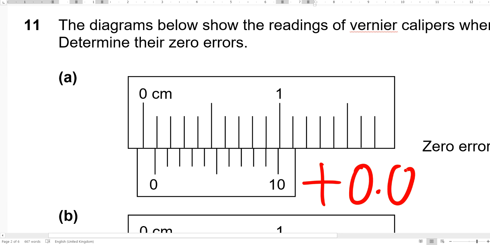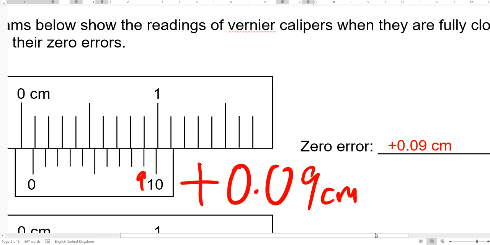What is the last number? 9. I look for where it coincides. Oh yeah, looks like you're right. This is a 9 over here. Okay, so this error is 0.09 cm. Positive error. Questions? Yes, you must put a plus. You must.